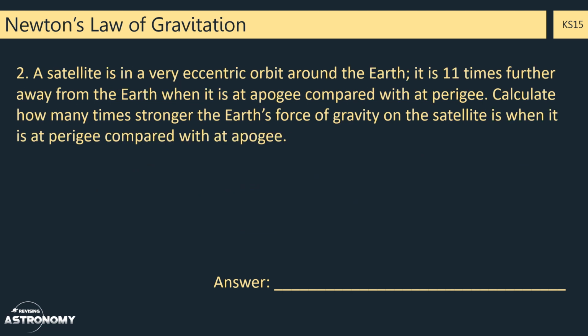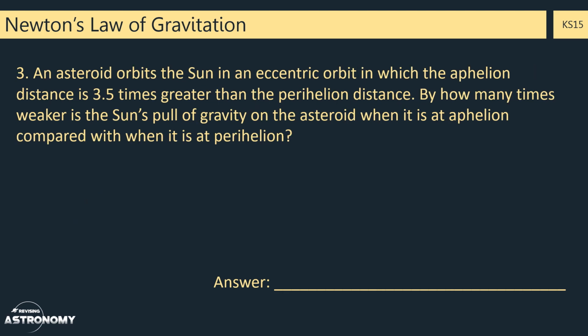A satellite is in a very eccentric orbit around the Earth. It is 11 times further away from the Earth when it's at apogee compared to when it's at perigee. Calculate how many times stronger the Earth's force of gravity on the satellite is when it's at perigee compared with at apogee. So similar to the last one, it will be proportional to the square of how many times further away it is. So 11 squared means it will be 121 times stronger at perigee compared to apogee.